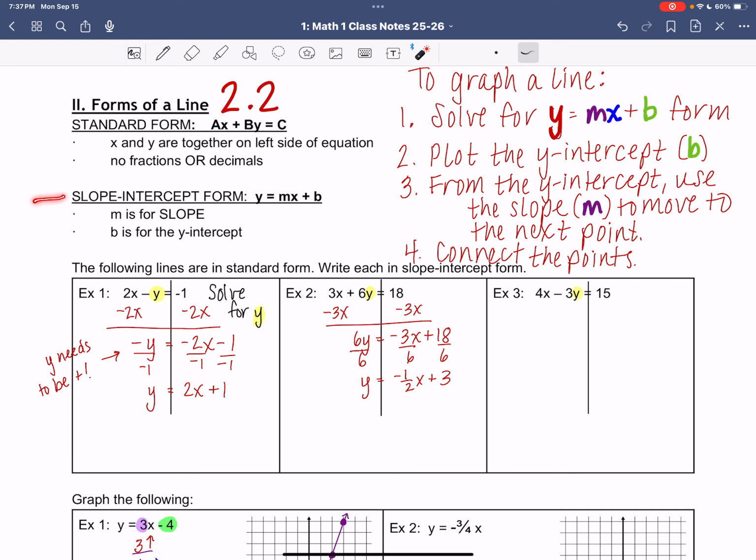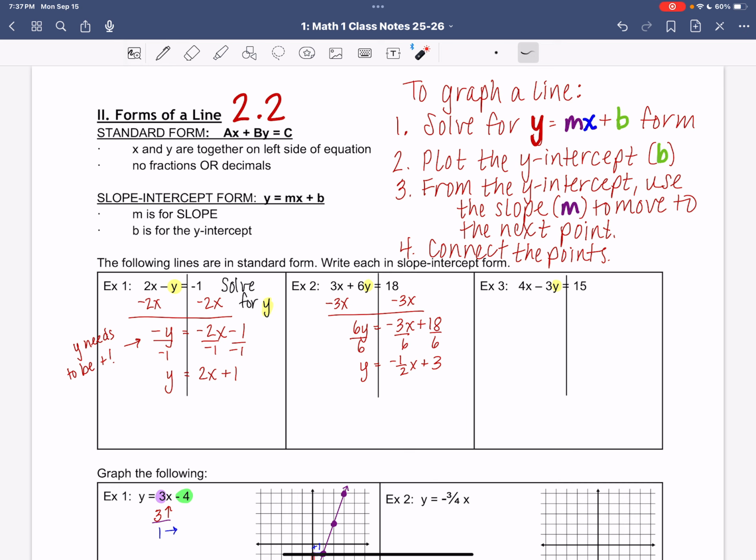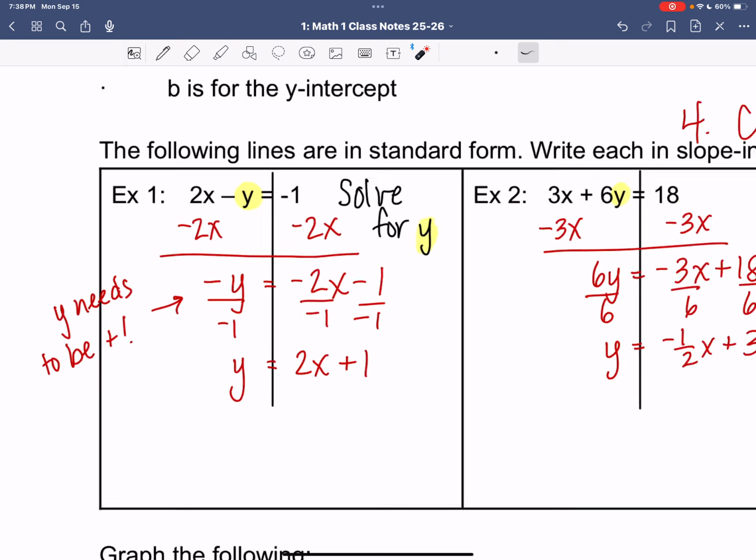But what we're going to focus more on is slope-intercept form. So slope-intercept form is y equals mx plus b, where m is the slope and b is the y-intercept. So some important things to remember: if you were to graph a line, you first need to get it to y equals mx plus b form, or slope-intercept form. Then you're going to start with b. So I think of this as begin. So you start with your b, then you're going to move, which is your m or your slope, and then finally connect the points.